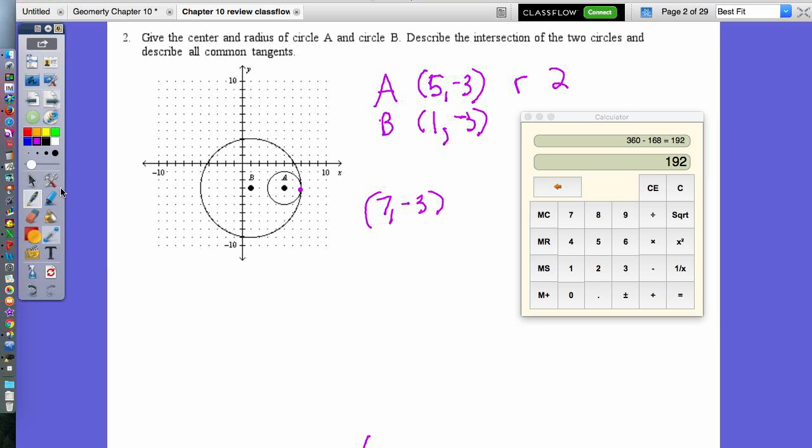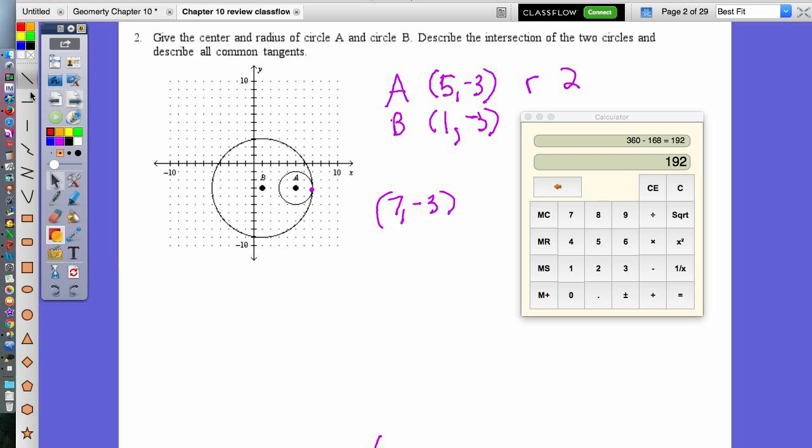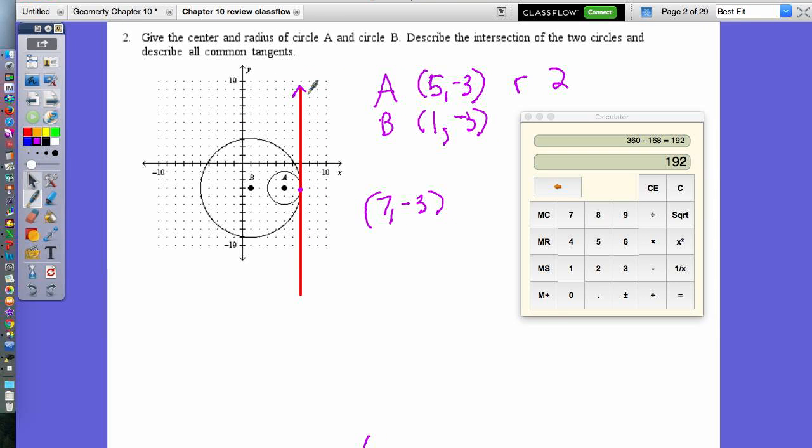That means if they're tangent circles, they only have one common tangent, and it is going to be along this line here. So I would graph that line like that, and the equation of that line would be x equals 7. So when they say describe all common tangents, that's what they want you to be able to say, that the tangent is the line x equals 7.